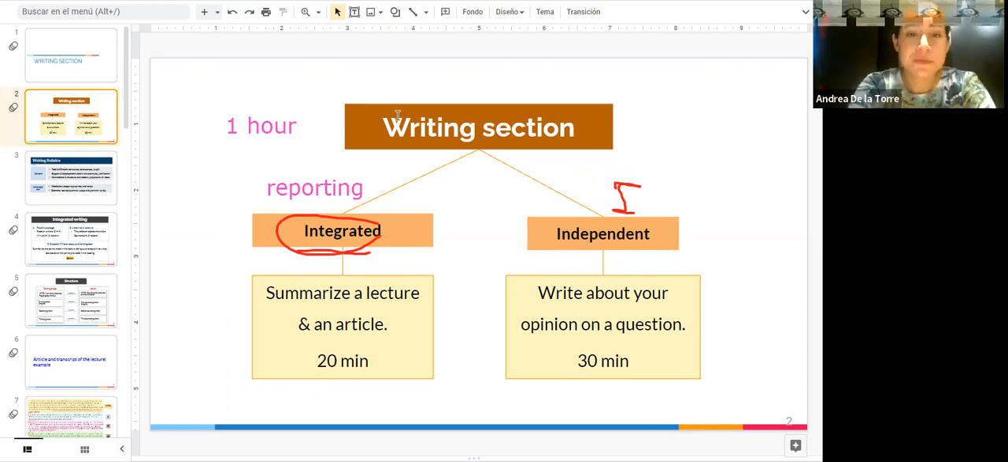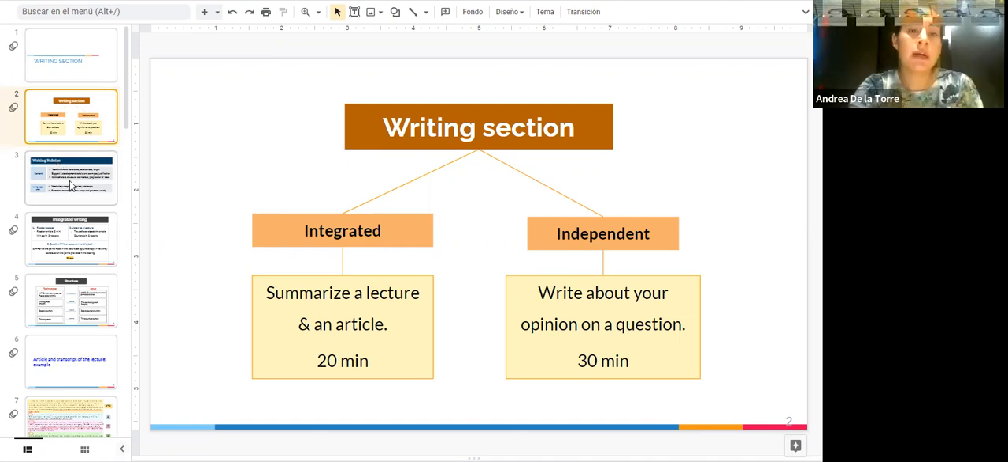Now, today we're gonna start with the integrated question, and we will continue tomorrow, okay? Because we won't make it on time to finish today. We have a total of, I'd say, 6 classes to work on the writing section, so we'll be fine.